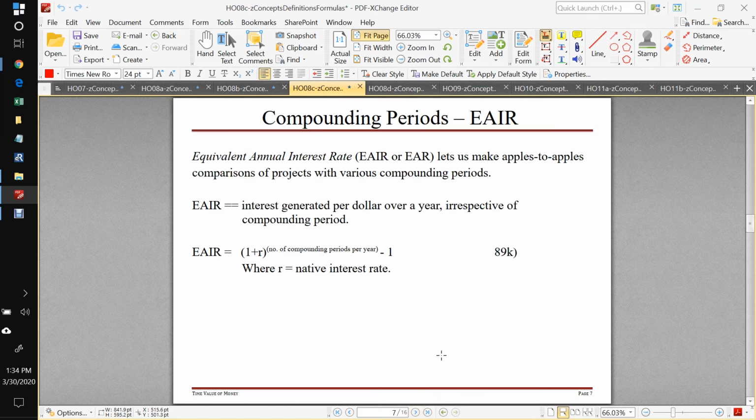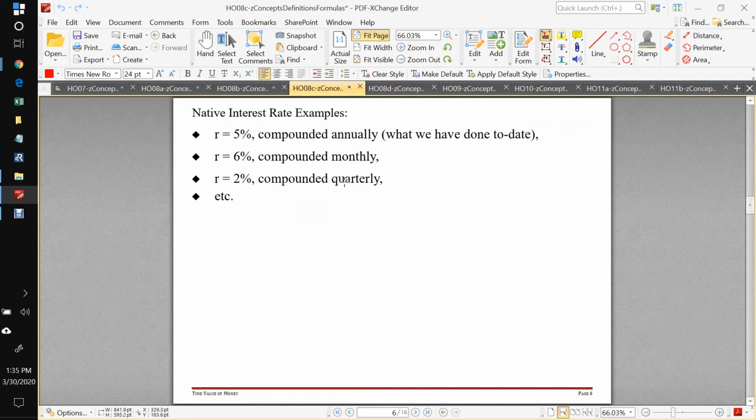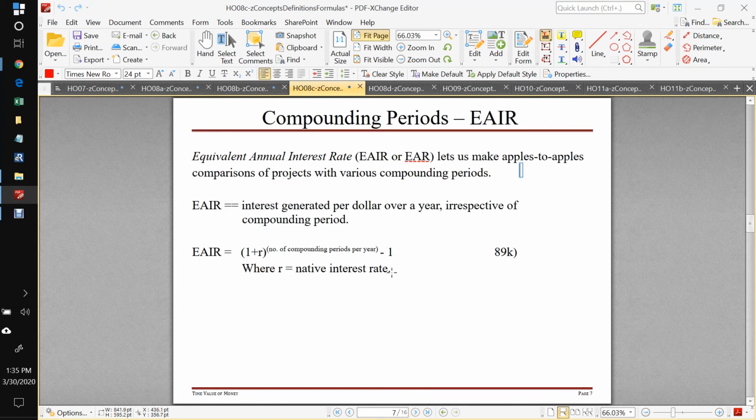And then we developed this notion of the equivalent annual interest rate, or said in some texts as just the equivalent annual rate. We developed this because oftentimes in the real world, you're going to look at a project with, say, 5% compounded annually and want to compare it to a project with 6% compounded monthly. And how do you do that? There's no good way to do that without getting our compounding units and time units consistent across projects. And the EAIR is what allows us to do that.